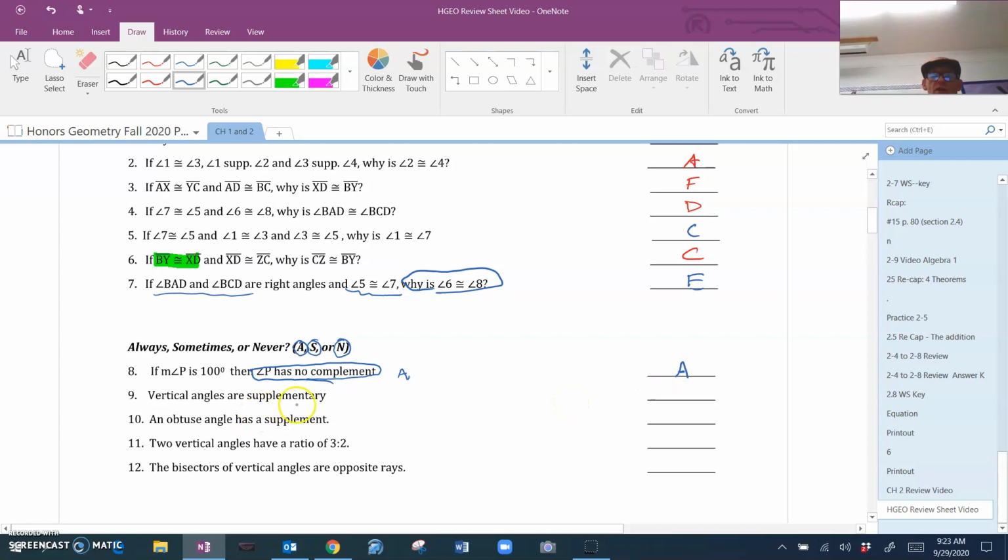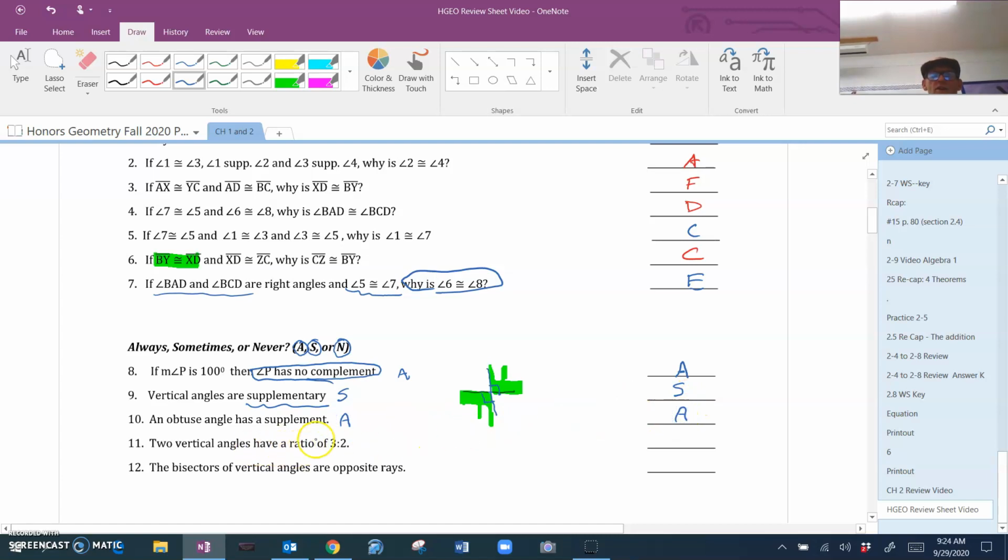All right, vertical angles are supplementary. That's sometimes true. Vertical angles can be supplementary if they're both 90 degrees. See the opposite V's? These two angles here and here are vertical angles, and they are supplementary. So that's sometimes true. An obtuse angle has a supplement. That's always true.